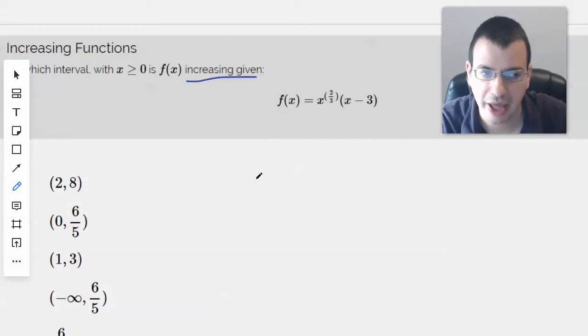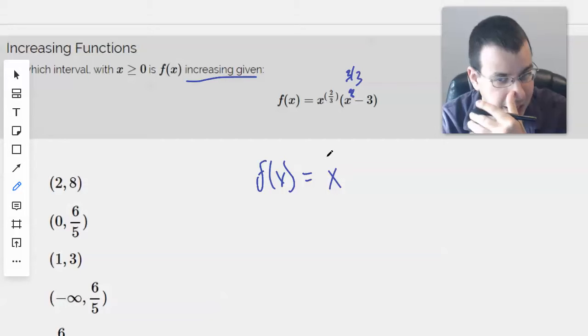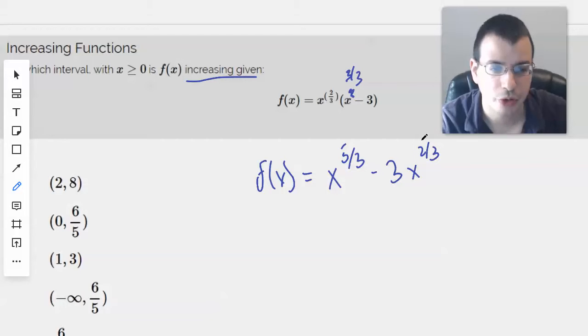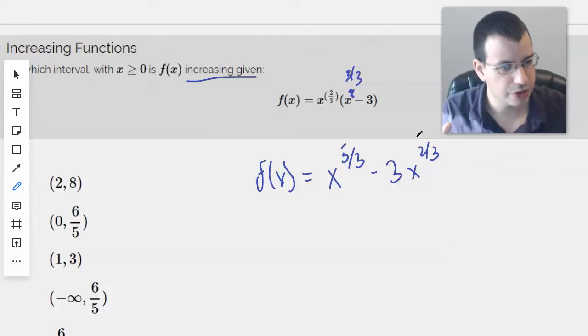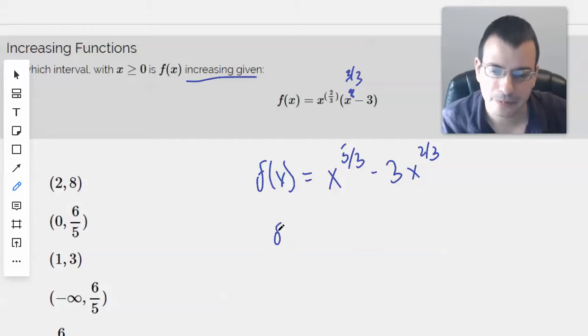So here we're going to have f of x equals x to the 5/3 minus 3x to the 2/3. We could try and do the product rule with that, and it would totally work. It's just, I think it's easier probably this way.